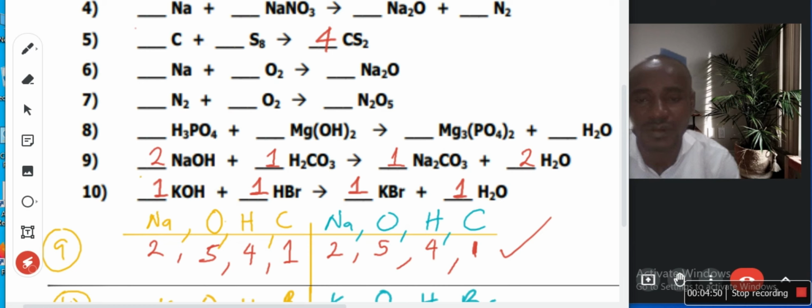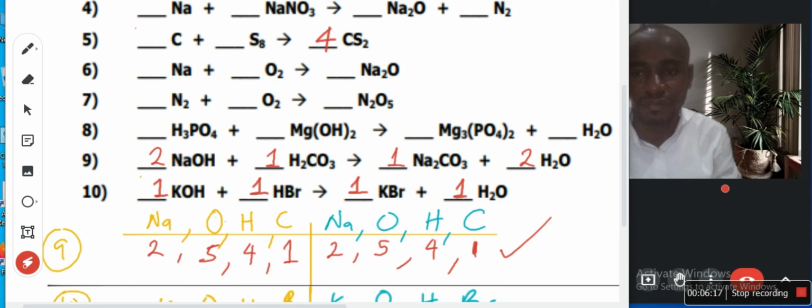Carbon balanced? No. So what do you think we should do to make carbon balanced? Put 4. Where? On the reactant side, I should put 4. Carbon. I should put 4 on the reactant side. Now let's check again. Because after putting anything, you have to check everything all over again, right? Yes, sir. So let's check again.